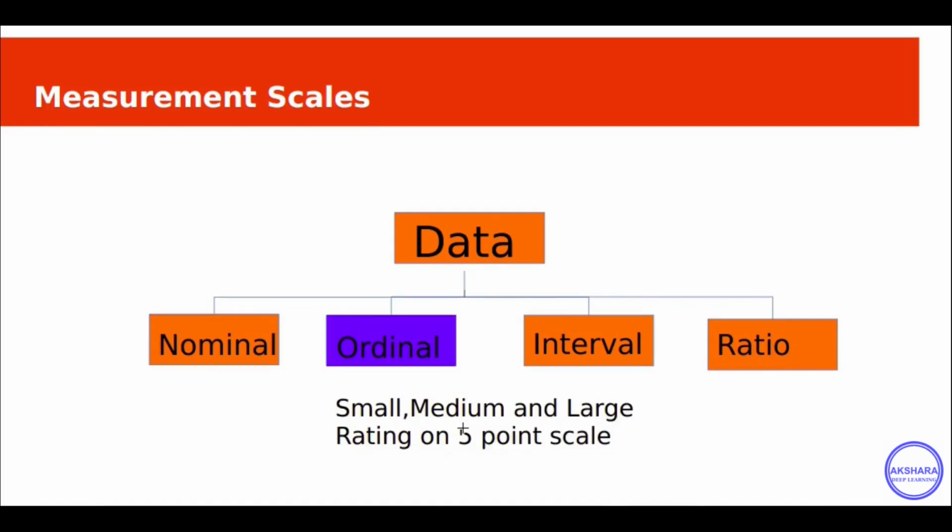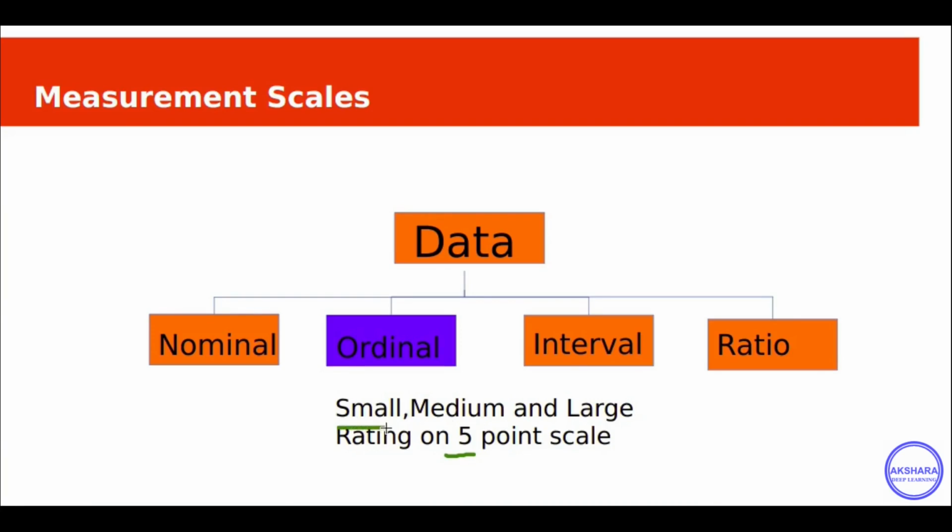And next one, ordinal scale. Data which is qualitative and can be ordered falls in this category. Example, rating on a 1 to 5 scale, 5 being the highest value and 1 being the lowest value. No arithmetic operations can be performed, but we know that rating 4 is better than rating 2. Means here we can order those values.